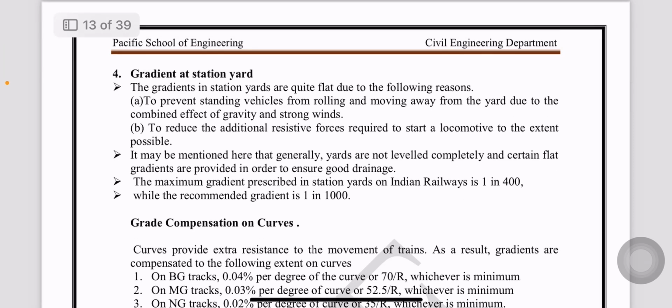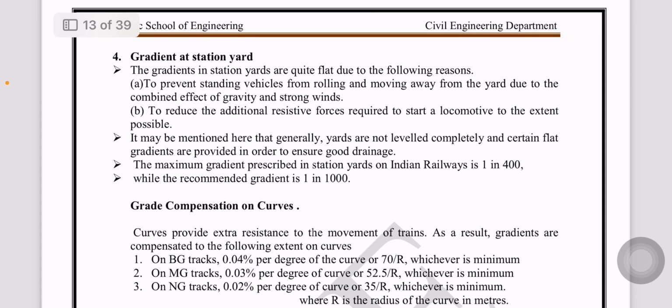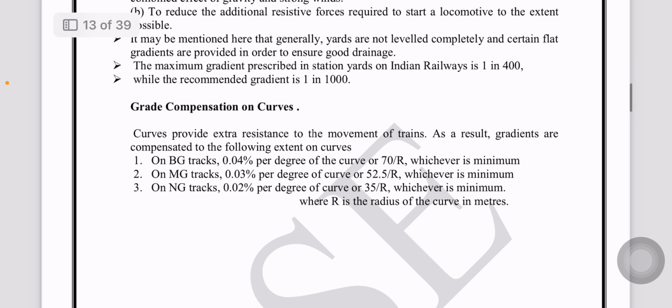Fourth one is the gradient at station. This is provided at the station to prevent the standing vehicle from rolling or moving away from the yard due to the combined effect of gravity and strong wind. It also reduces, to the extent possible, the additional resistance forces required to start a locomotive. Generally, this is provided at the yard or at the station. The recommended gradient is 1 in 1000.